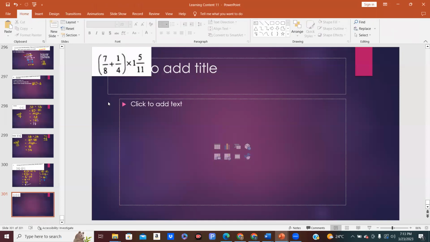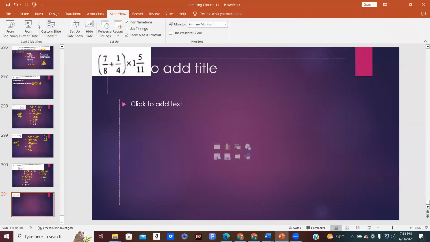All right, so let's do this one. Remember, for this one, we always do it first. What do we always do first? The brackets, the parentheses first. So what is the sum of 7 over 8 and 1 over 4? Then we could actually multiply it.